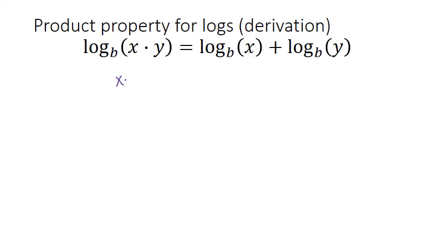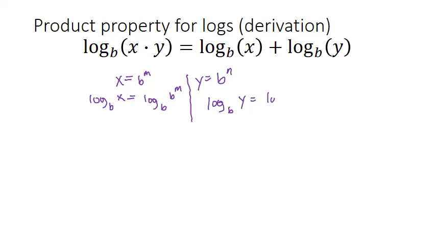Suppose we started with x equal to b to the m, and y equal to b to the n. So let's say we took a log on both sides. We know that we can use a base of b because we're already using a base of b up at the top. Log base b of x is the same as log base b of b to the m. We're just doing a log on both sides. Also, we know that log base b of y is equal to log base b of b to the n.